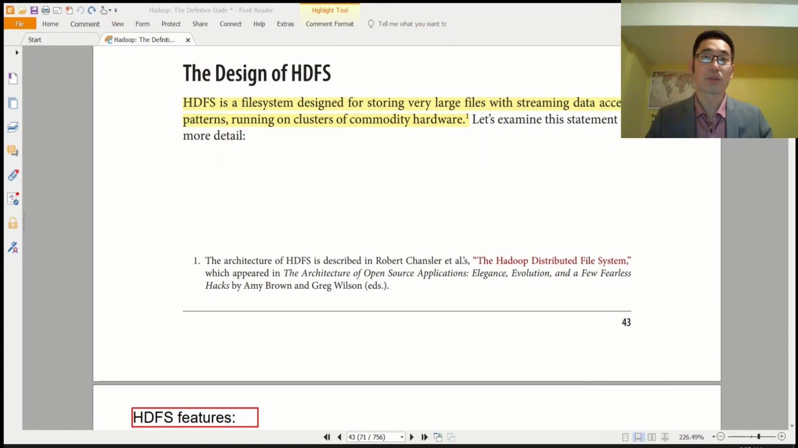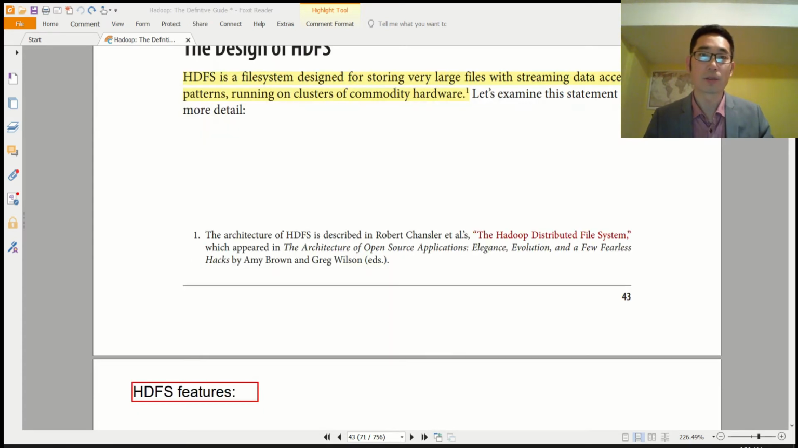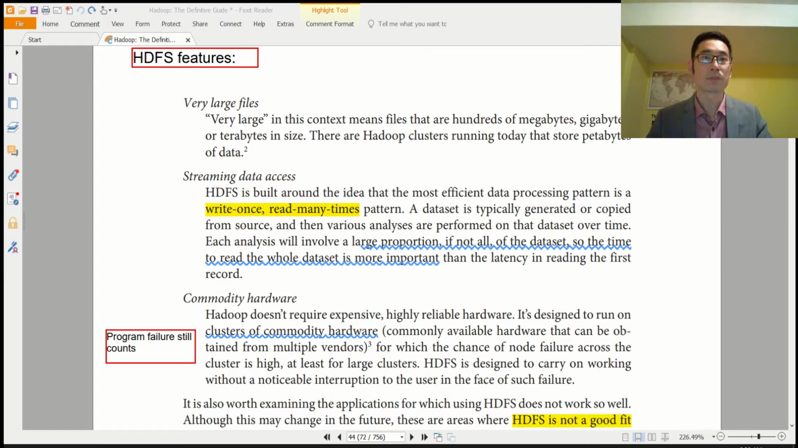The design of HDFS. We want to know several general design features of HDFS. In general, there are three, and we're going to explain them one by one. This sentence puts all three features in one sentence. If you split it, HDFS was designed for three purposes, or we can call them design features. First, very large files. HDFS, the file system, was designed to handle very large files.